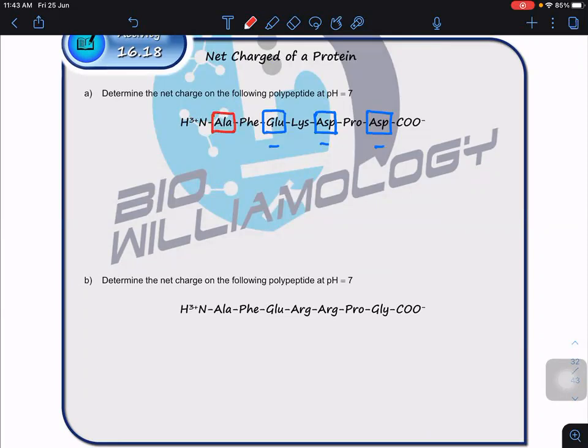Can you see that? We have the lysine. So these two are positively charged R groups. Overall, you can see that this polypeptide at pH 7 is negatively charged. You realize that? It's based on the sequence.